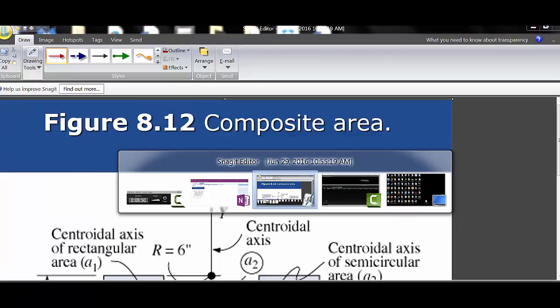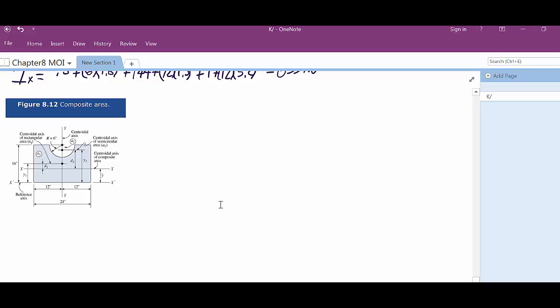So, anyhow, what they want us to do on this problem, on page 165, says you've got a rectangular area with a semicircular portion removed as shown in that figure. Calculate the moment of inertia with respect to the XX centroidal axis, the YY centroidal axis, and the XX reference axis, which is down here at the bottom. Calculate all three of those, and we'll see what the difference is going to be.